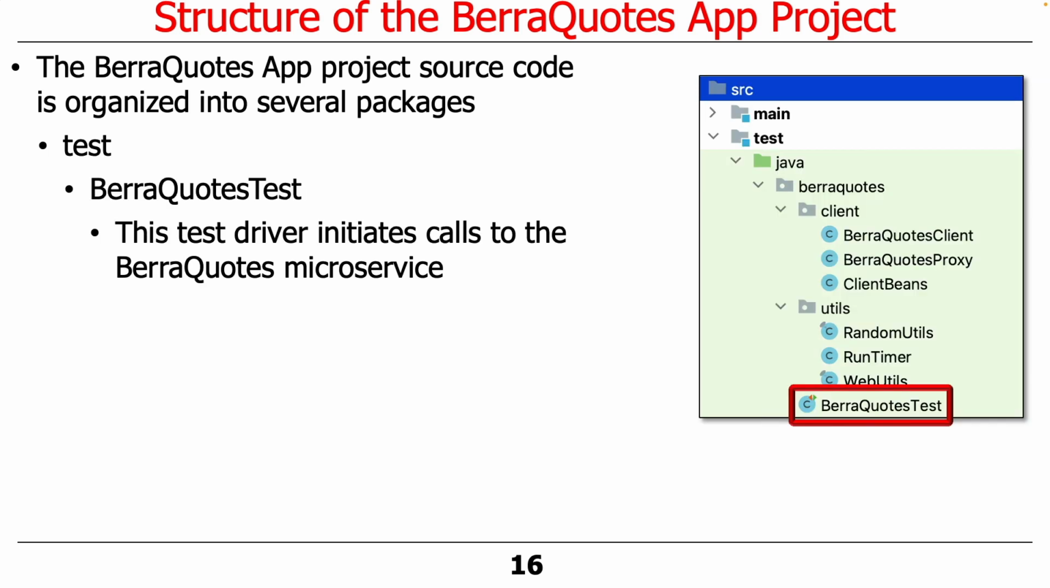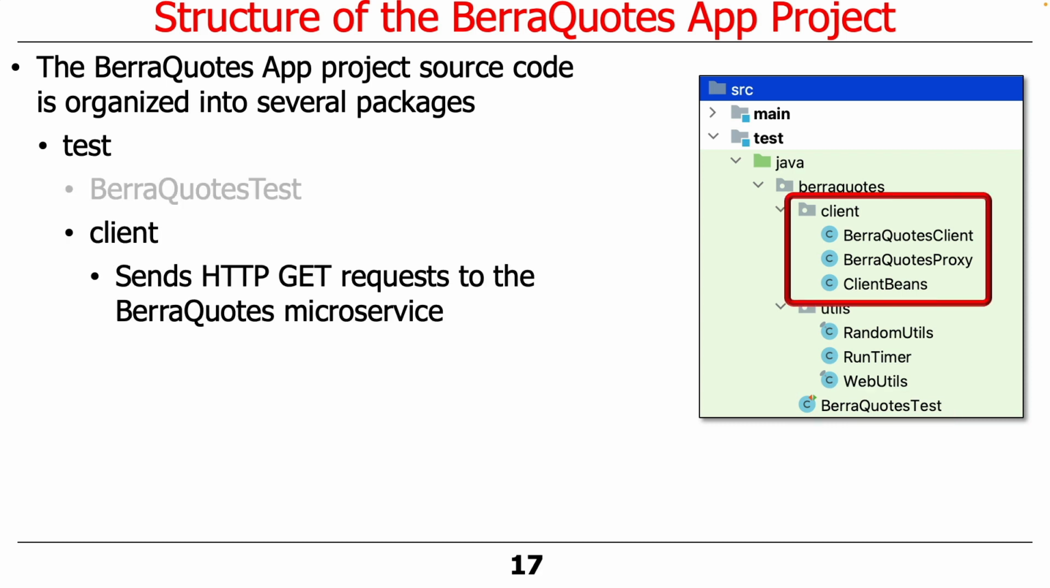Then there's also a test, which is a Spring Boot test, which means it can automatically launch the microservice in order to run it and get the results and do stuff with the results. There's also a client directory, which has the various quote clients. There's a bunch of ones for the different types of requests we're making. And then there's also a proxy that's shared. And then there's also the client beans, which are used to customize the client.